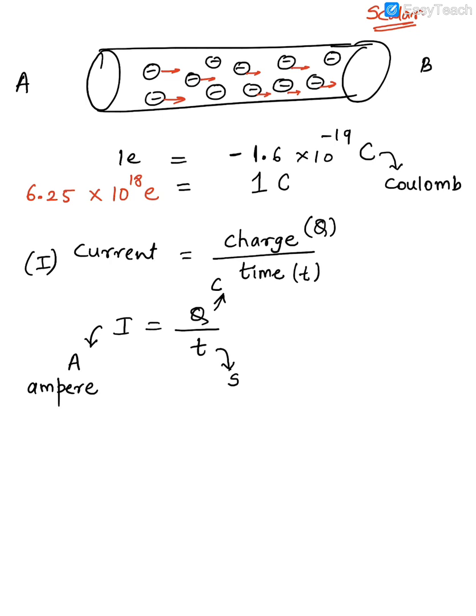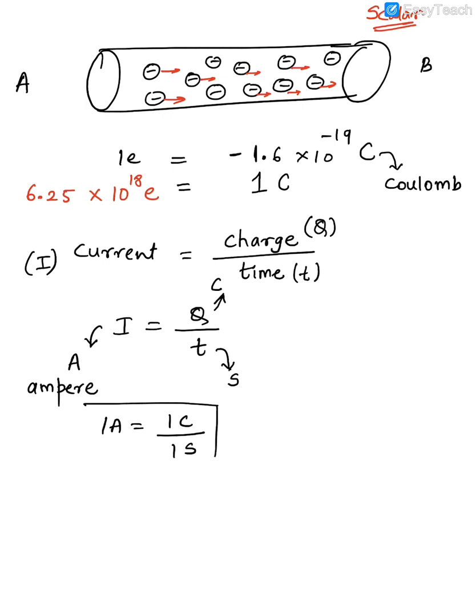You know why we write it in lower case? Because it is named after a scientist, Ampere, that's why. Okay. So from this I can also say that 1 ampere is equal to 1 coulomb upon 1 second. So guys, we can also say that 1 ampere is equal to 1 coulomb upon 1 second.